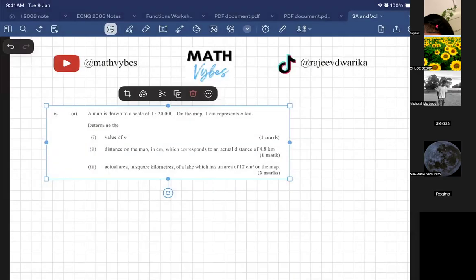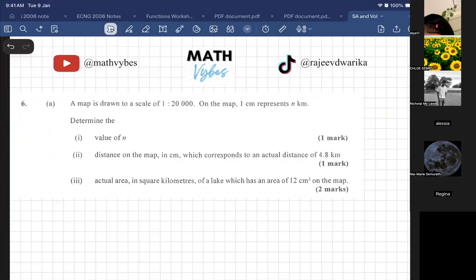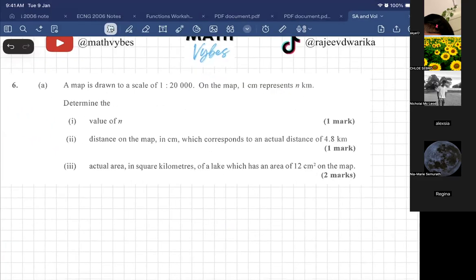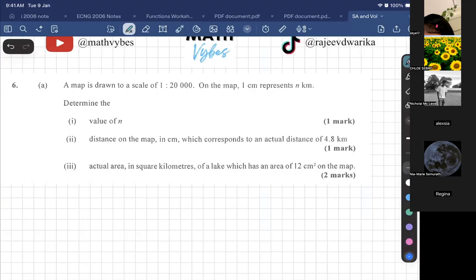Let's go. Samir, get us a read from her. A map is drawn to a scale of 1/20,000. On the map, 1 centimeter represents n km. Determine: one, the value of n; two, the distance on the map, in cm, which corresponds to an actual distance of 4.8 kilometers; three, the actual area in square kilometers of a lake which has an area of 12 centimeters squared on the map. Right, there we go.